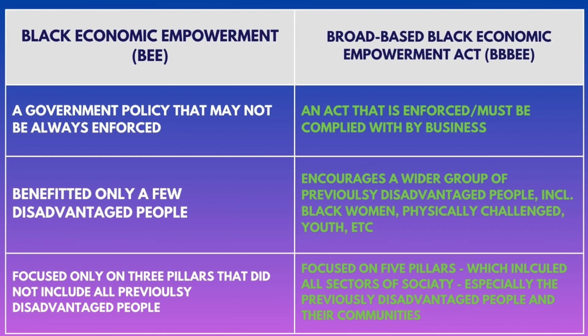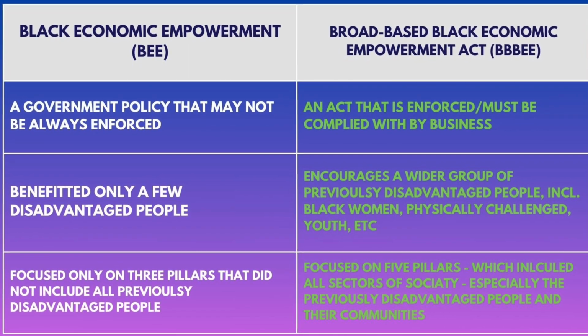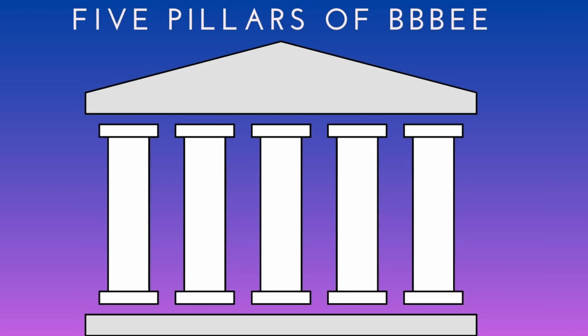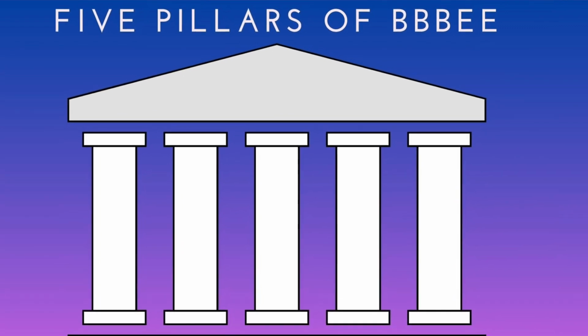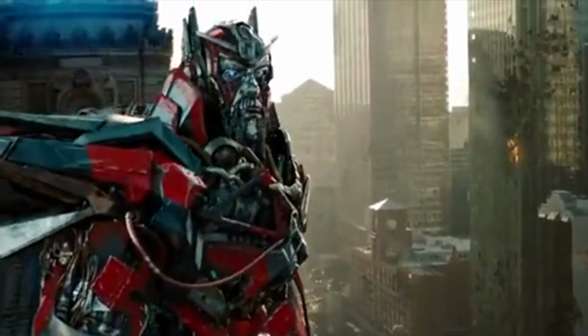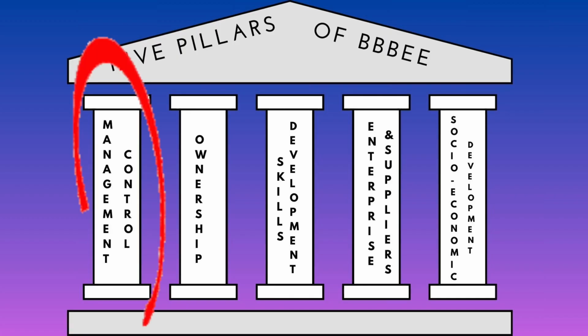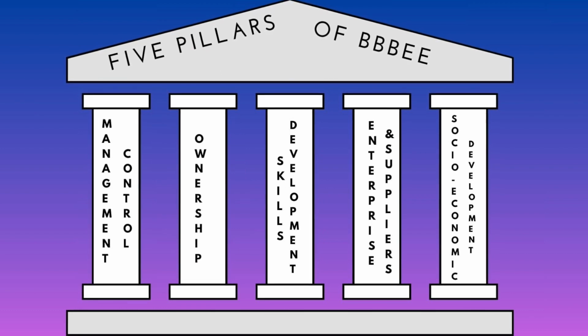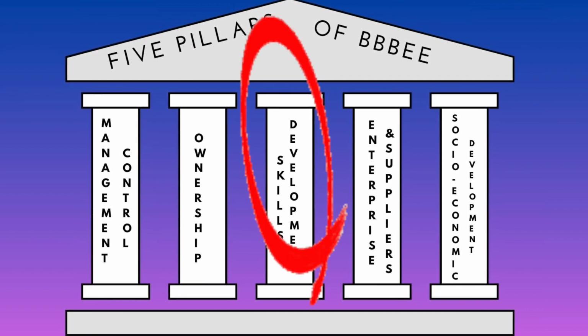Our last point: BEE had three pillars, whereas Broad-Based Black Economic Empowerment has five pillars. We are going to discuss the five pillars of Broad-Based Black Economic Empowerment. We've got an acronym that we use to remember these pillars. The first pillar we call management and control. The other pillar is ownership. The other pillar is skills development.